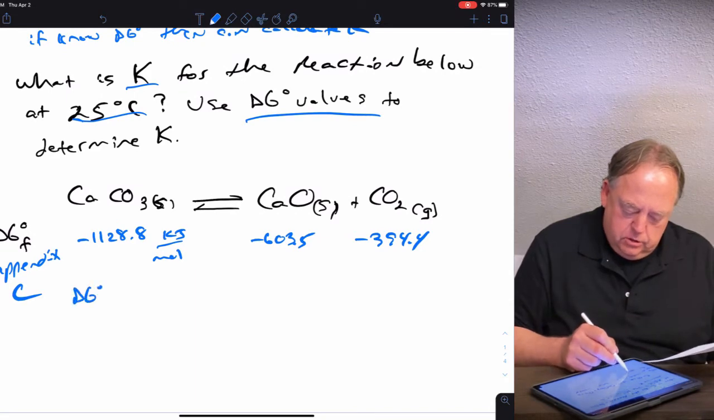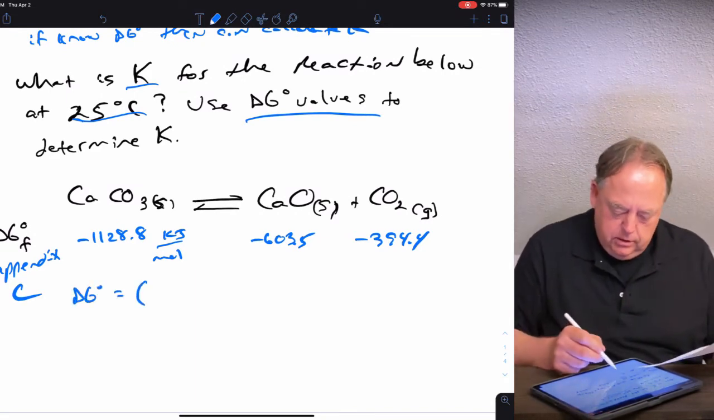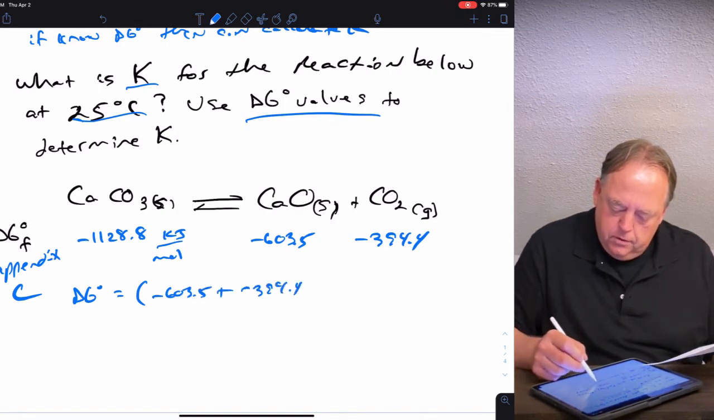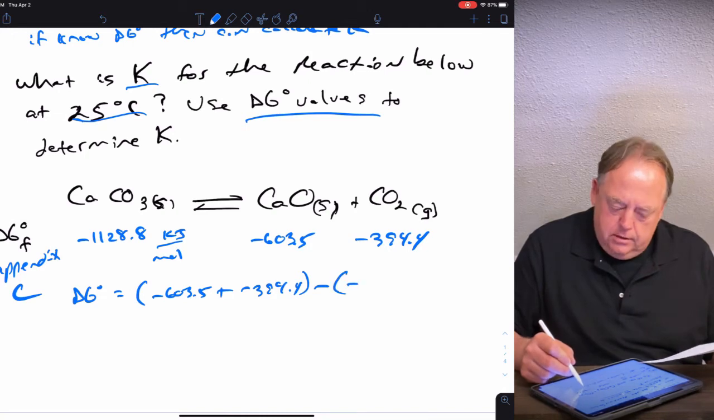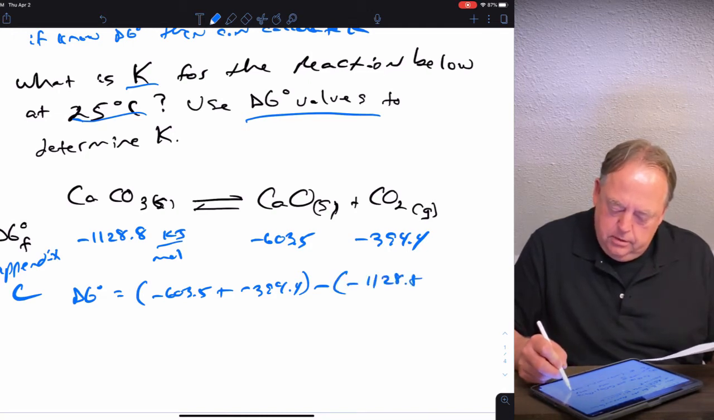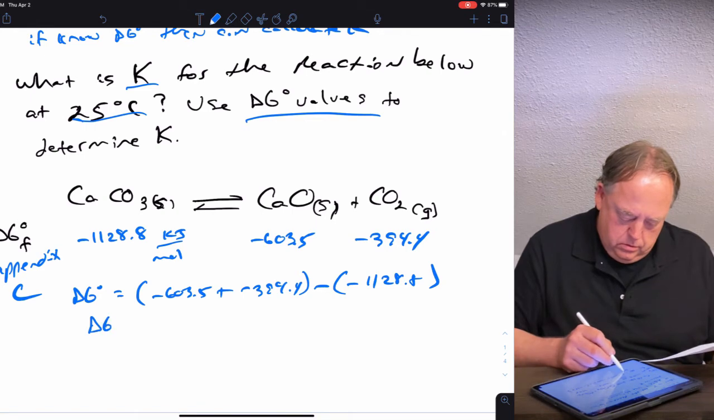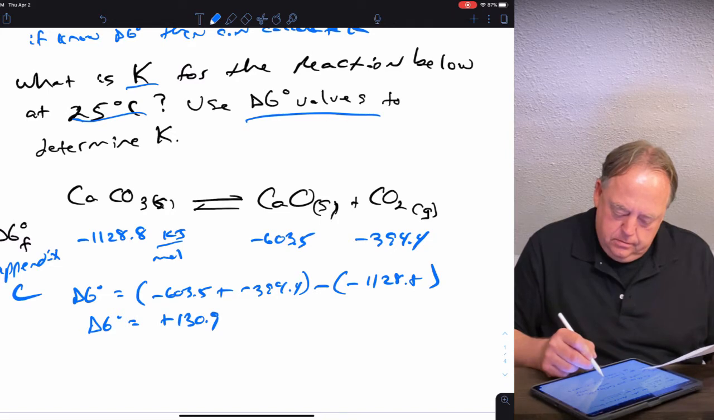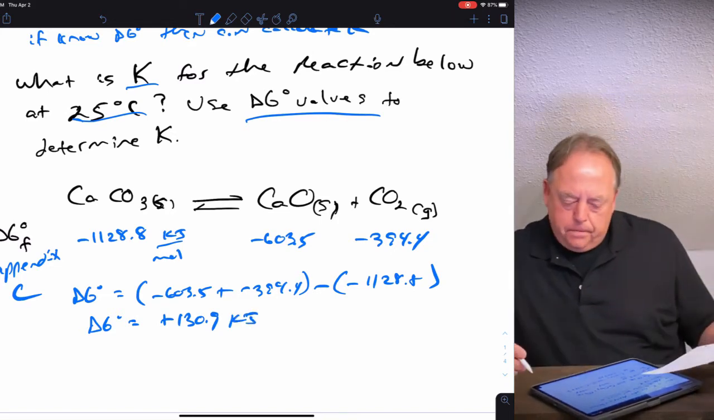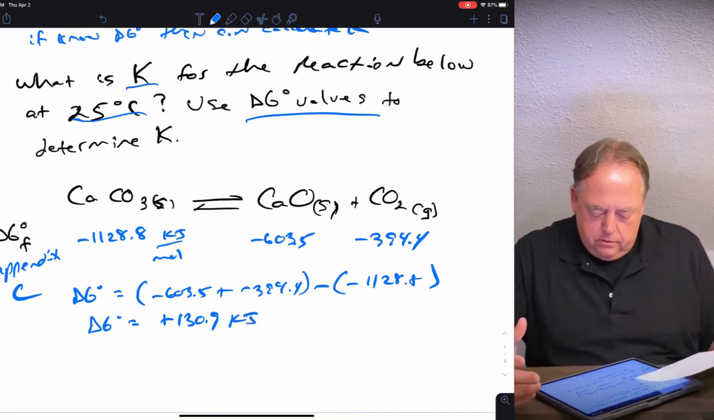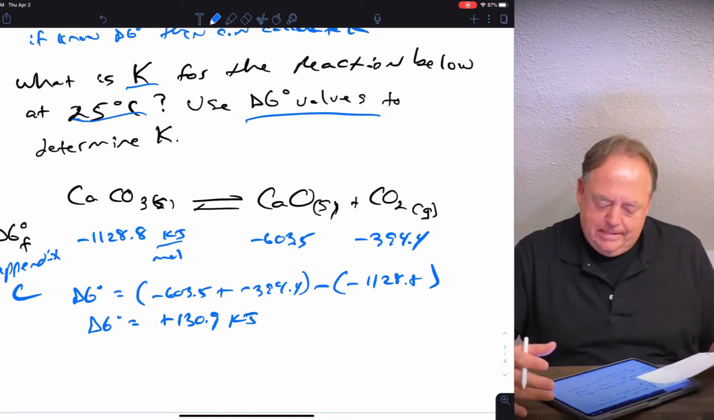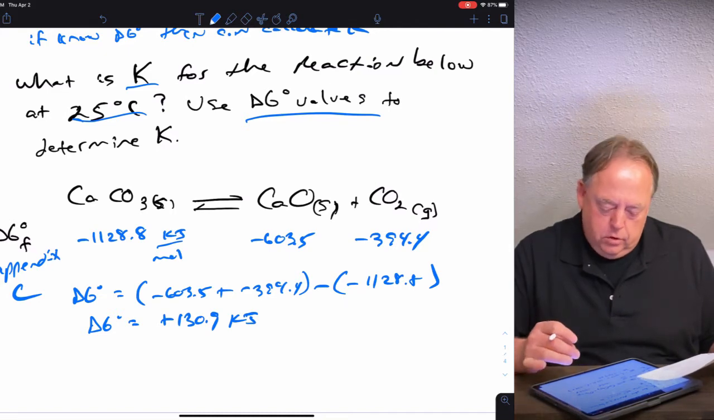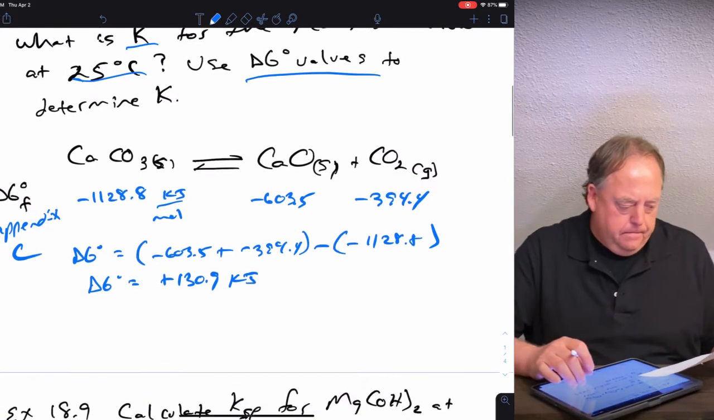So delta G naught equals products minus reactants: negative 603.5 plus negative 394.4, and then subtract off the reactant, negative 1028.8. So delta G is equal to positive 130.9 kilojoules. First of all, delta G is positive, so this reaction is not going to be spontaneous, and it's much larger than 10 kilojoules per mole, so K should be extremely small.